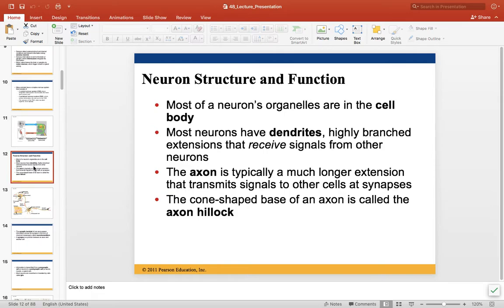I like to think of dendrites as fingers because you can receive information with your fingers. That's what I kind of think of them as. The axon is typically a much longer extension that transmits signals to other cells at synapses. The cone-shaped base of the axon is called the axon hillock.